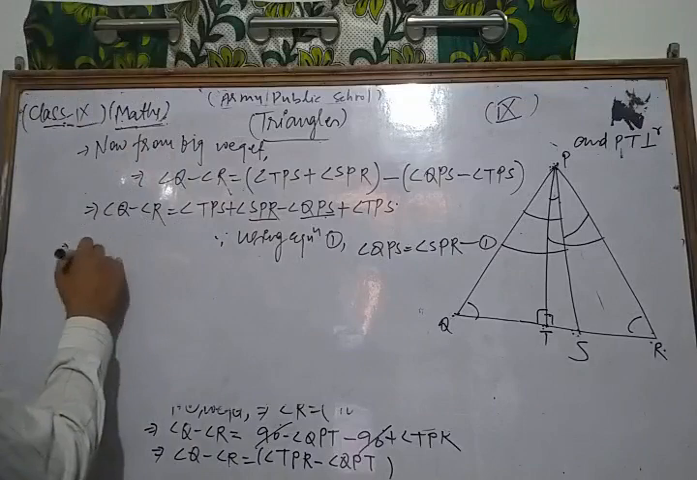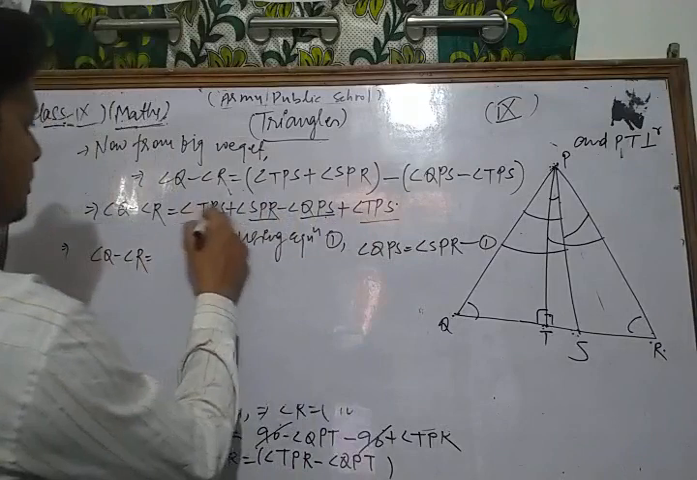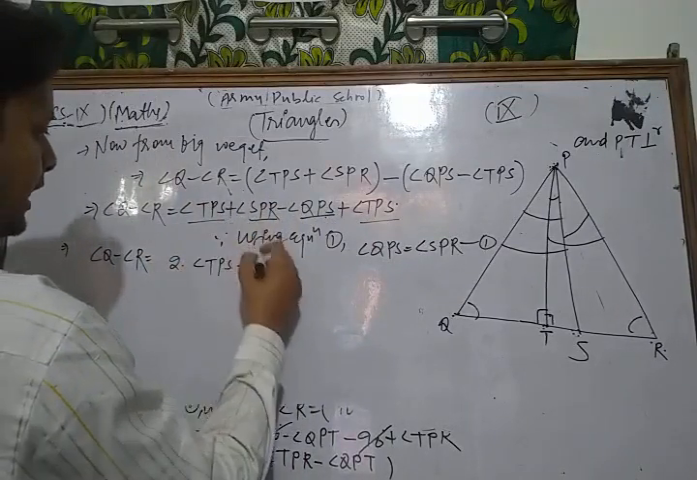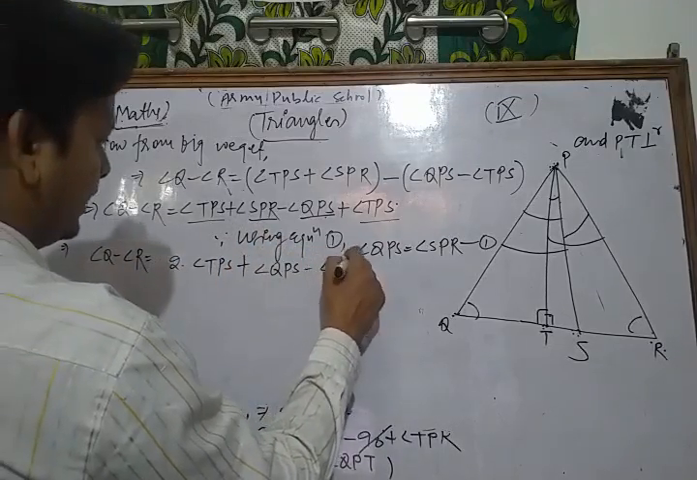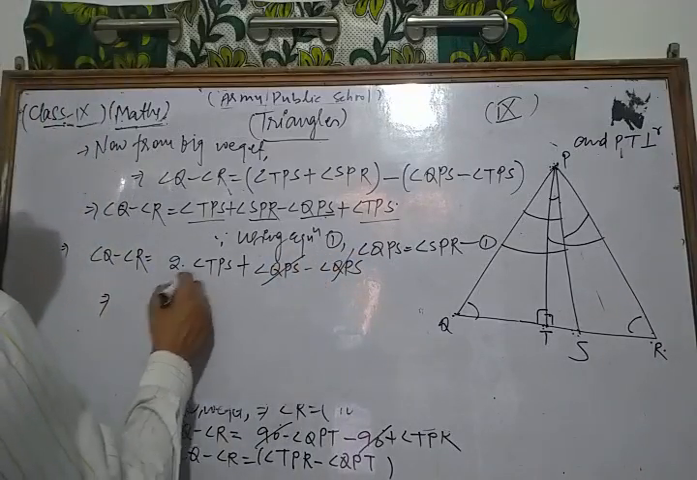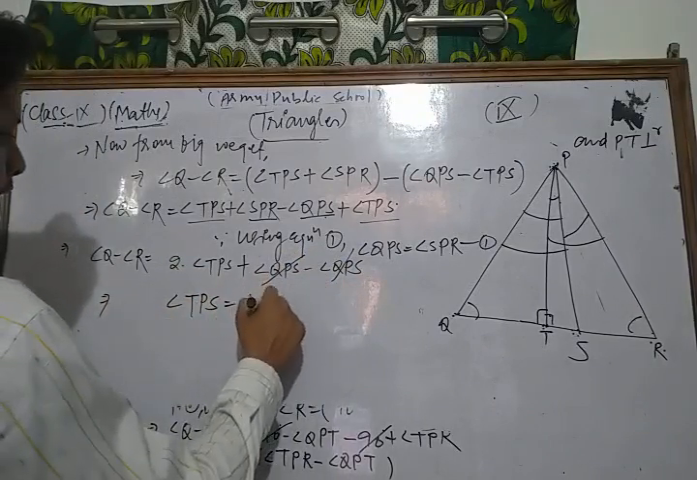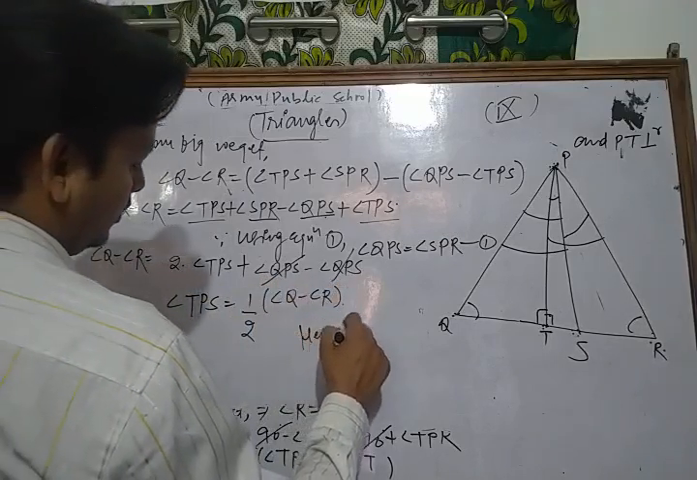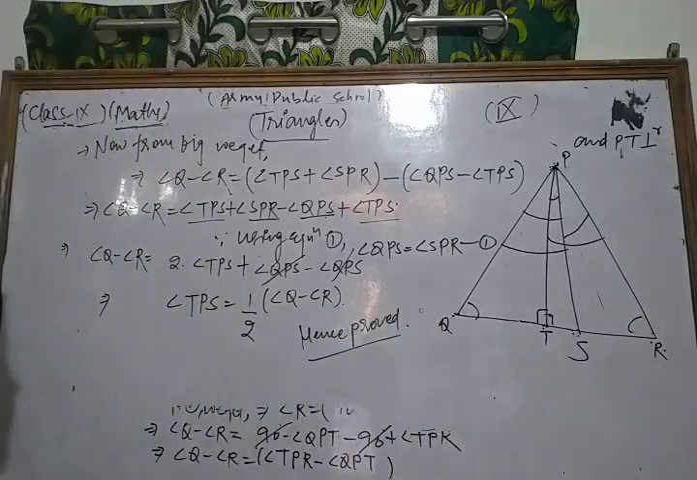So we get angle Q minus angle R is equal to angle TPS. Angle TPS is what? 2 times angle TPS plus, we put SPR as angle QPS, and minus angle QPS, as it is. QPS cancel to each other, thus we get angle TPS is equal to, transfer that side, 1/2 of angle Q minus angle R, hence proved.